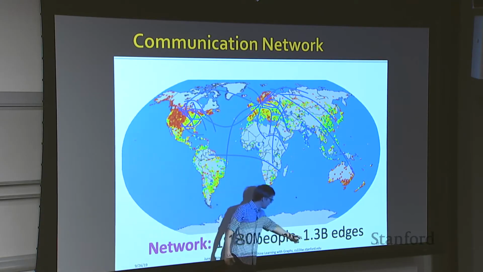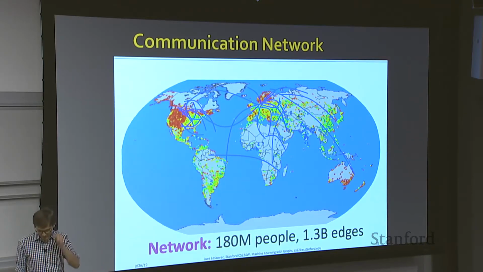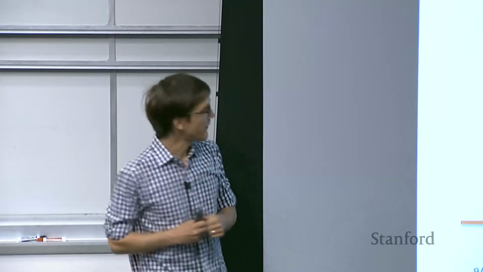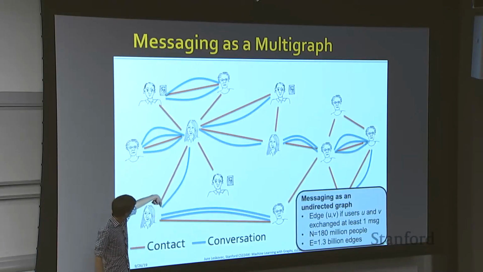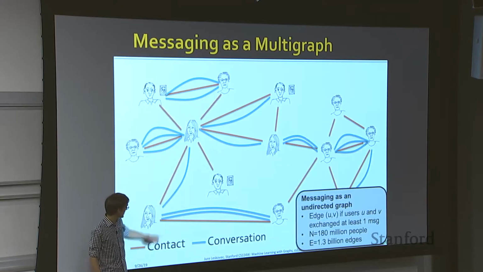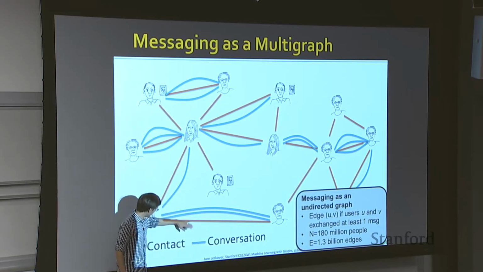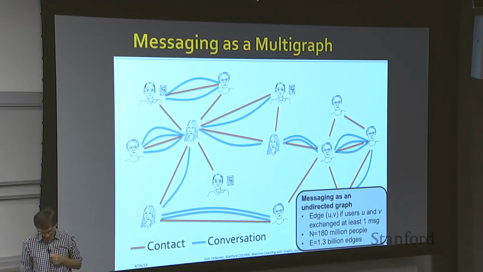At the end, we'll have 1.3 billion edges, but let me show you how we decided to create a network. You can think of this as a multi-graph with two types of edges. You know who is on a contact list with whom, and you also know who exchanges messages. So this would mean that these two ladies are in contact and, let's say, had 2 conversations during 1 month.